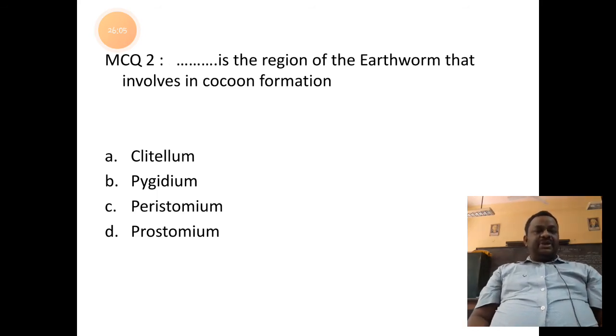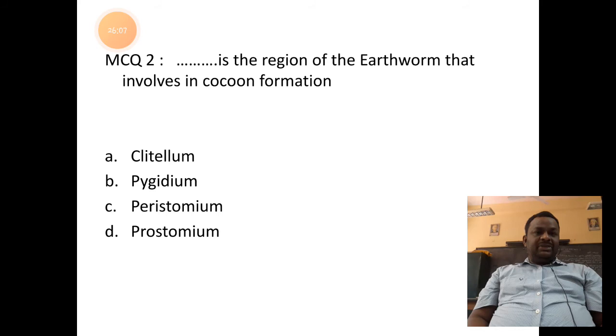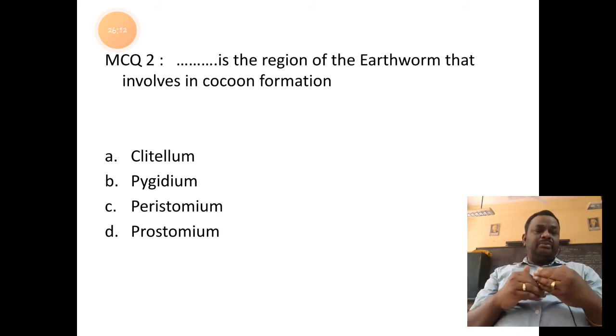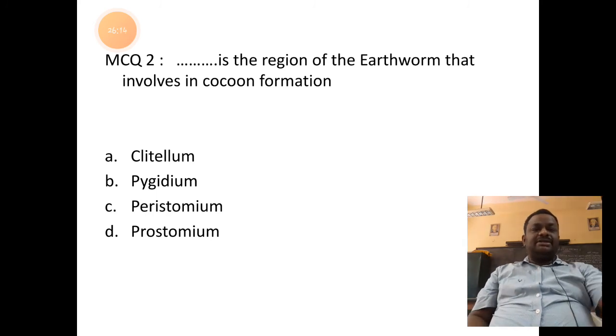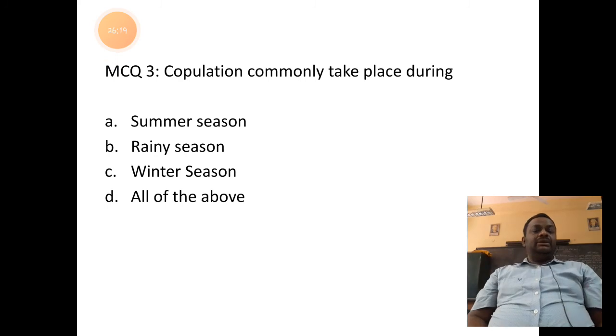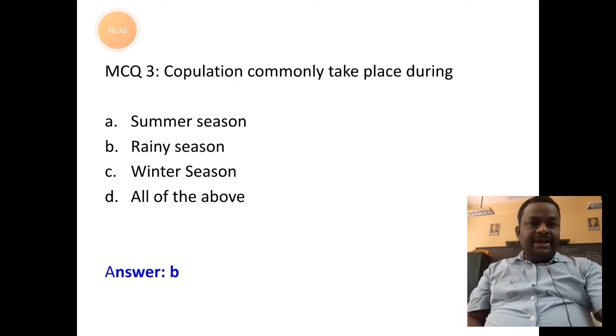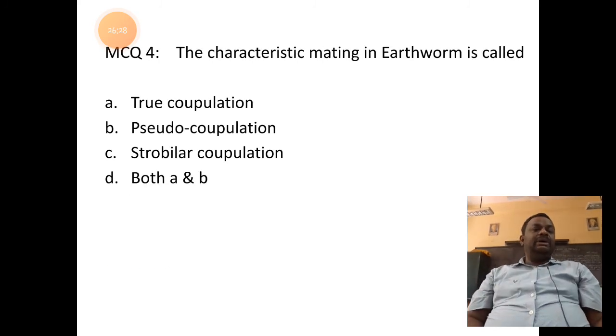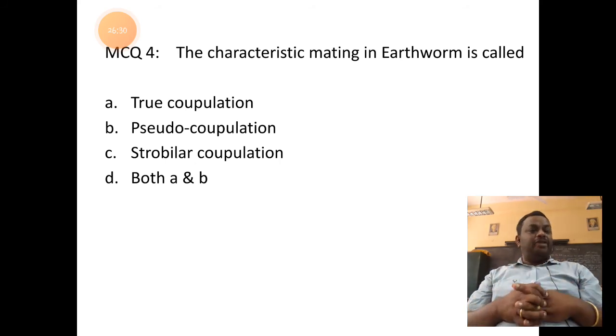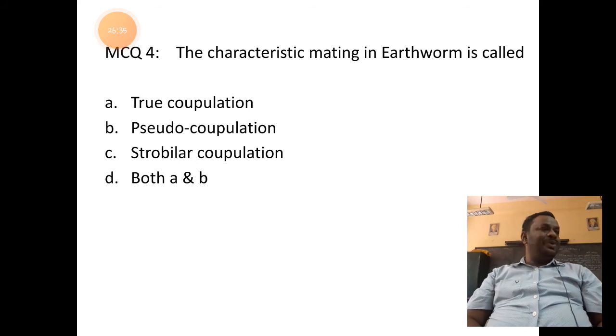Second question. Dash is the region of the earthworm that is involved in the cocoon formation. Which part of the earthworm is involved in the cocoon formation? It is clitellum. So, answer is A, clitellum. Copulation commonly takes place during which of the seasons here? It is B, rainy season. The characteristic mating phenomenon that takes place in the earthworm is called pseudo copulation. So, answer is B.